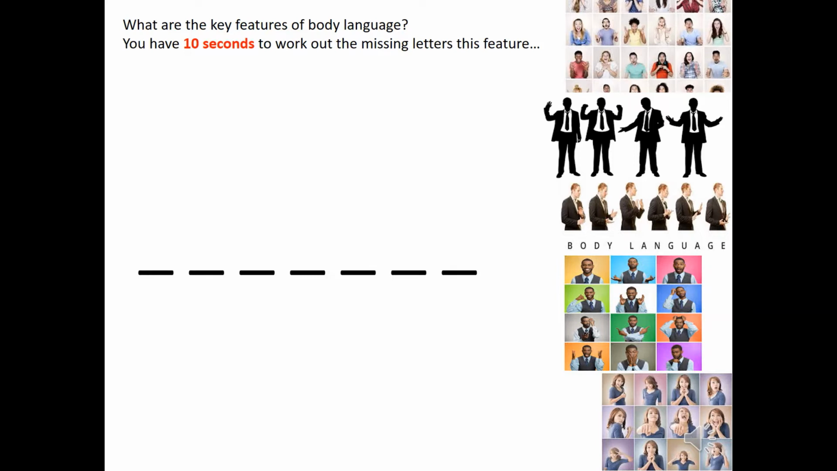So Year 8, you don't have to upload a response for this. This is just a task to test your knowledge. So what are the key features of body language? If you remember, there are actually 3 main key features. So you will have 10 seconds to work out the missing letters, but you'll be given 3 letters to start you off. Are you ready? Your 10 seconds start now.